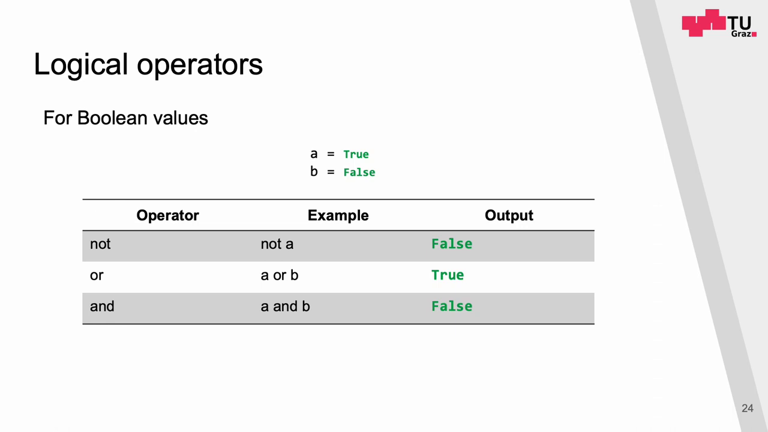Or if we look at the second line, we can type, for example, A or B. And with this logical operator, Python will check if either one of the values is true. So if A or B is true, and since A is true, the whole output is also true. And in the last line, we can type, for example, A and B. And this will check if both A and B are true. And since B is false, the whole expression evaluates to false.